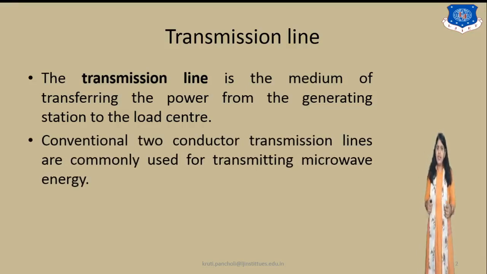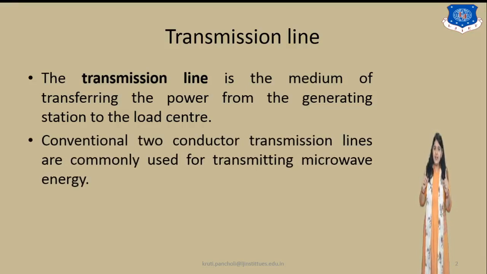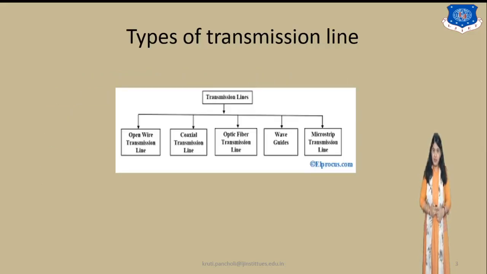Conventionally, two-conductor transmission lines are normally referred to as transmitting microwave energy. There are several kinds of transmission lines. The types of transmission line are the open wire transmission line, coaxial transmission line, and optical fiber link. Then there are waveguides, and microwave strip lines are also available. So these are the various types of transmission line.